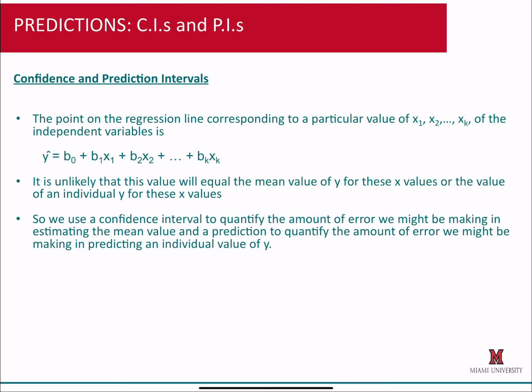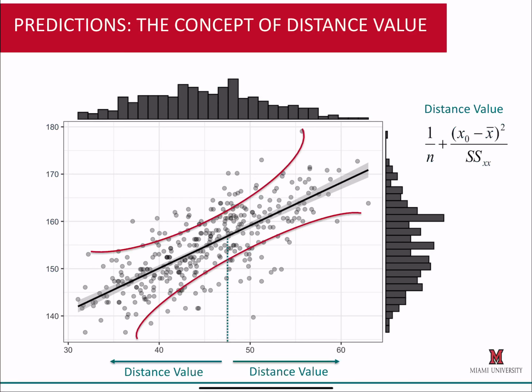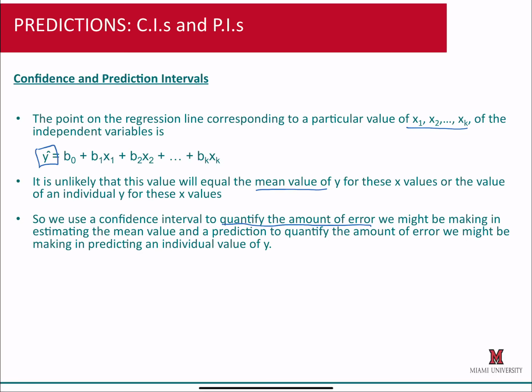Confidence intervals and prediction intervals, for when we make predictions. The point of this is that for a particular value of x, the values of x for each independent variable, it is unlikely that the value will equal the mean value of y, or the parameter estimate. So we sometimes use a confidence interval to quantify the amount of error. In other words, there are two types of intervals that we can make: confidence intervals on the average and prediction intervals on individuals.